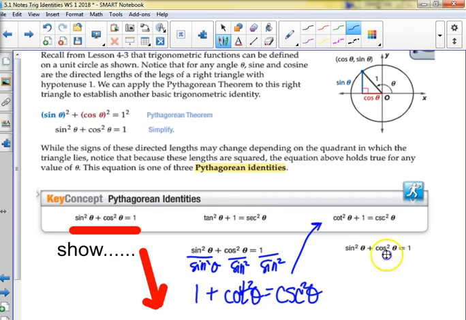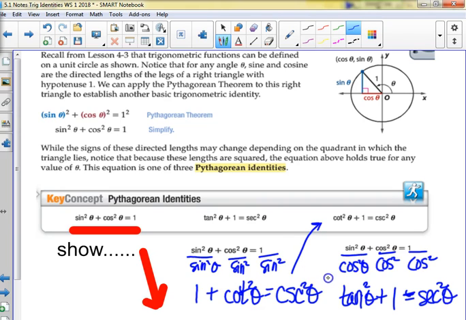If I go back to the original again and I divide them all by cosine squared, what am I going to get? Yeah, sine squared over cosine squared is tangent squared. Cosine over cosine is 1, and 1 over cosine squared is secant squared theta. Okay, now do you see where those other two come from? Now, in theory, I could say anytime you want to use one of those, you have to prove them from this one, but I'm not going to do that.